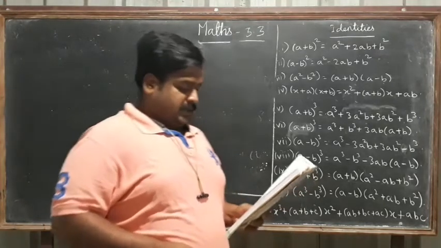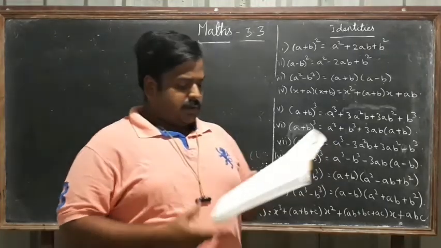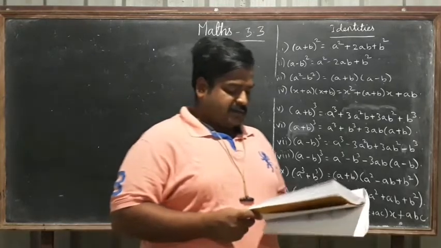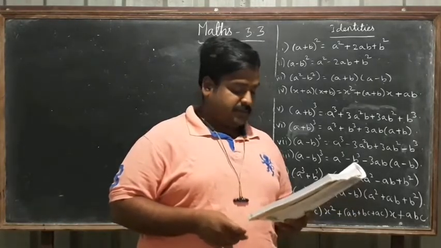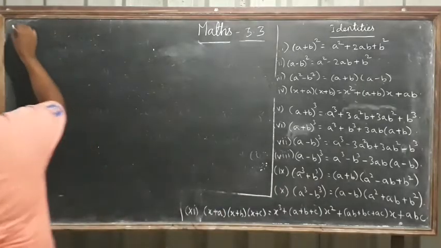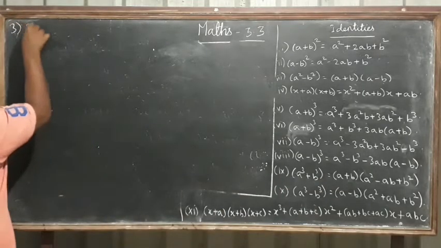Good evening, children. In today's class, we are going to see the remaining sums from exercise number 3.3. We have completed the first two Roman letters in exercise number 3.3. Now it's the third Roman letter. The third Roman letter is expand.